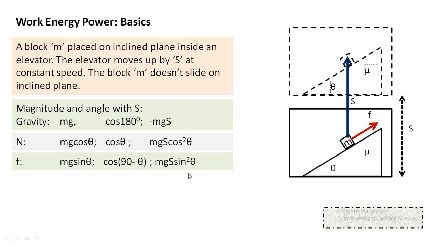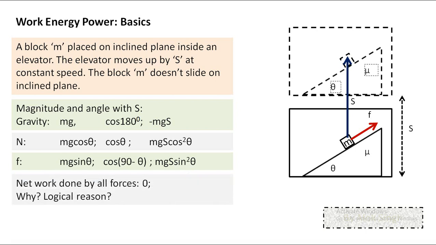So what is the resultant work done? We'll add up work done by each force. So net work done, we add up these two. Summation of work done by normal reaction and friction force is equal to plus mgs. Work done by gravity is minus mgs. We add it up. Net work done by all forces acting on mass m is 0.